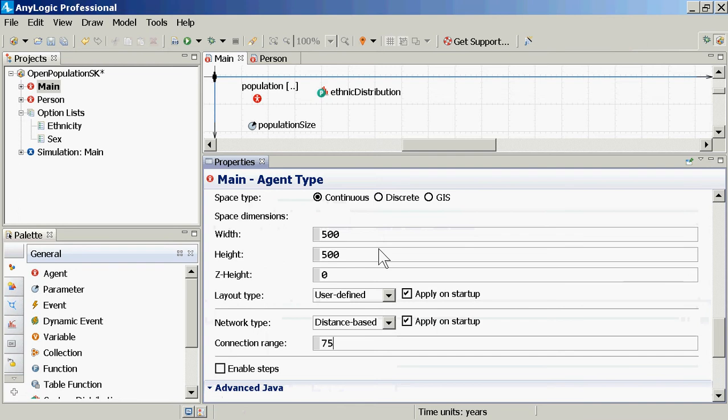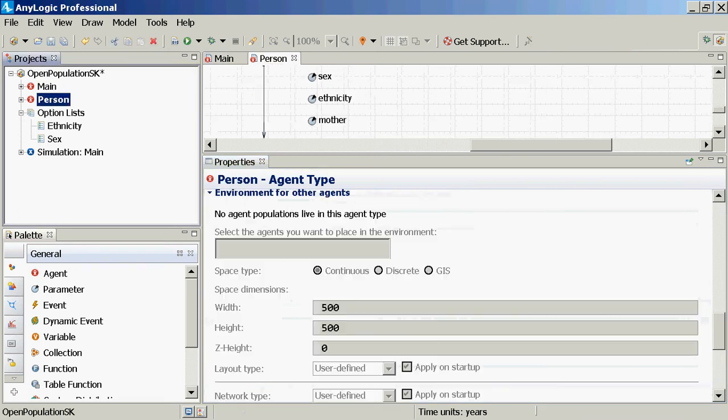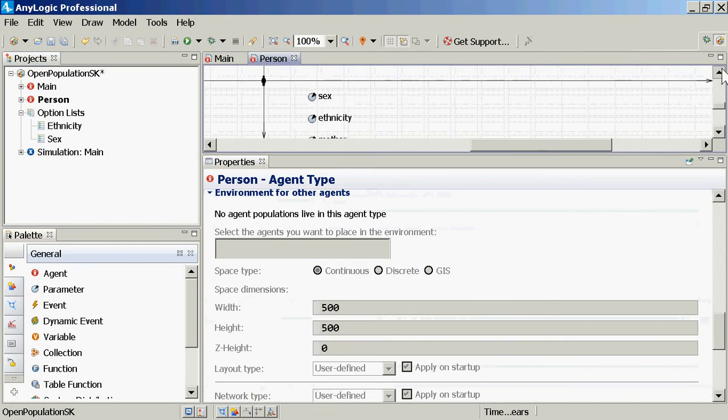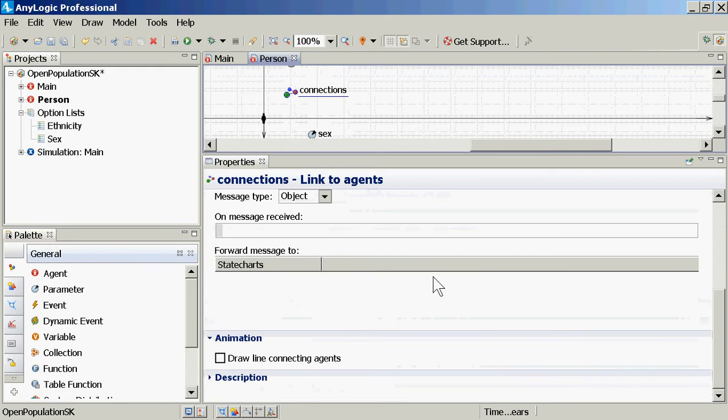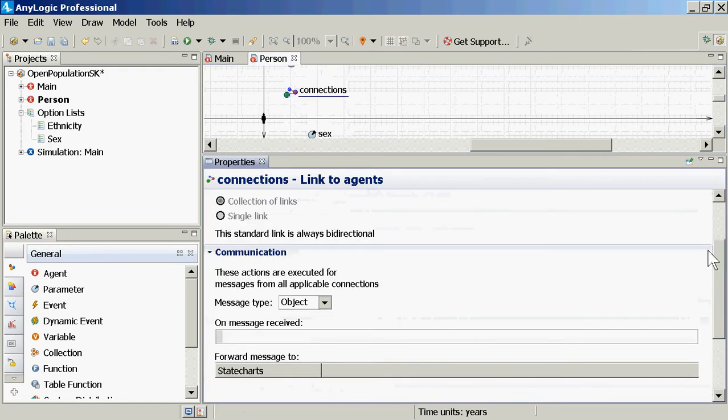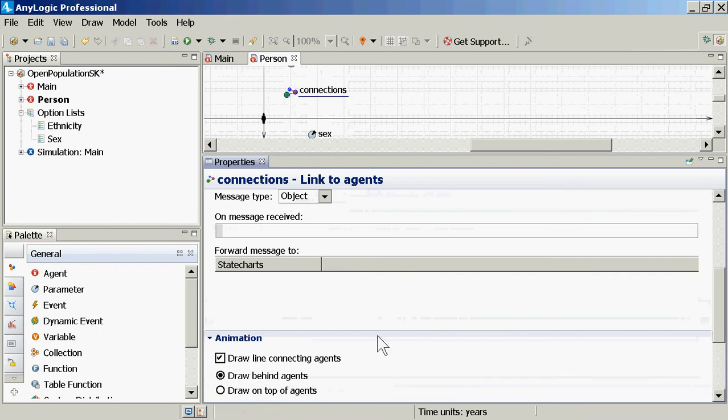That's good. And then what else do I have to do to make that network visible? At the person level, we have to go where? The connections, which is tricky because it's sort of upwards of this area. Go to the connections, and we have to scroll down until we get to this point, draw a line connecting agent. Are people comfortable with that?